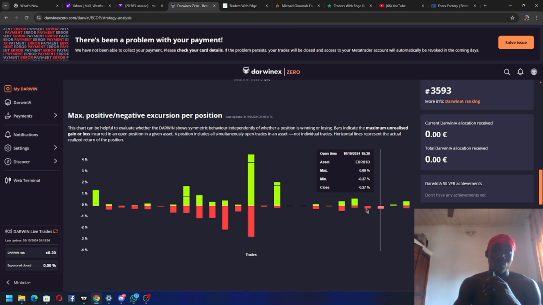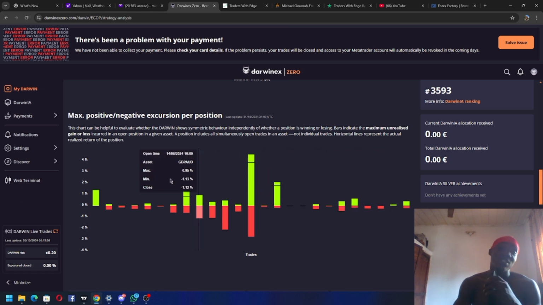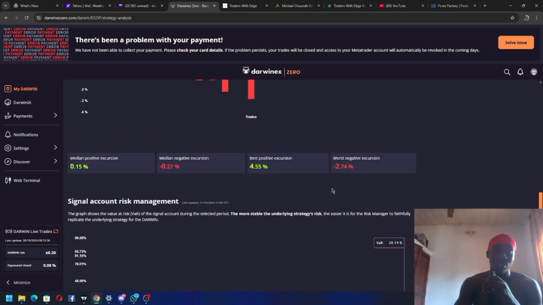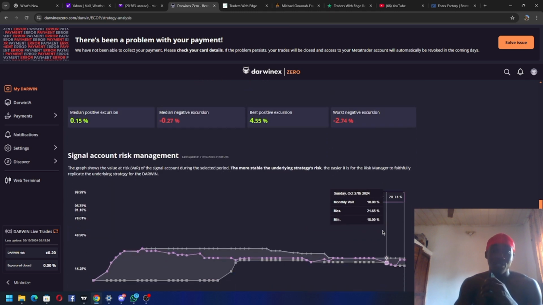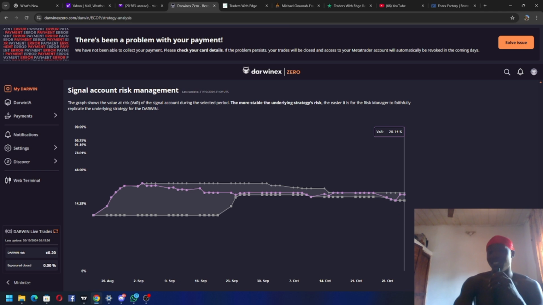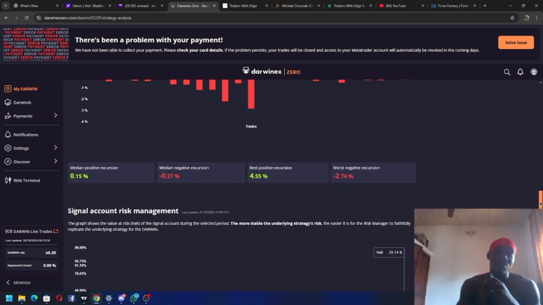Just a few trades have gone into losses, but most of my trades go into profit, and this is a very good sign of a good trading system. Now, my VAR is the most important thing in Darwinex because you work with 6% VAR. So I'm trying my best to let my VAR be at least around that range of 10, 9%, so that my risk multiplier can be more and I can make more returns in the market. And that's going to happen by me reducing my trade size.